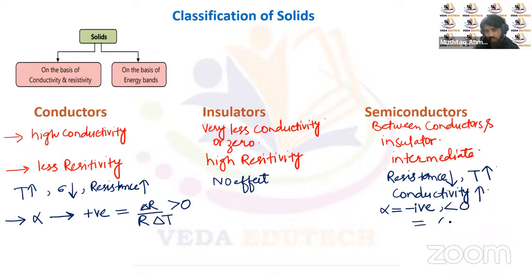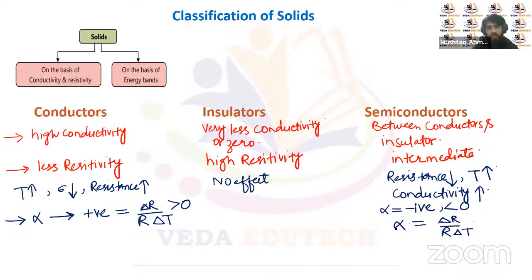That's equal to delta R upon R delta T. So this is what we call alpha. This is the relative change in resistance per degree rise in temperature, right? So this is how we can differentiate between the three materials of solids: conductors, insulators, and semiconductors, based upon their conductivity.